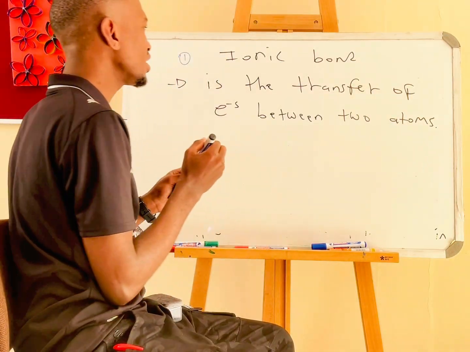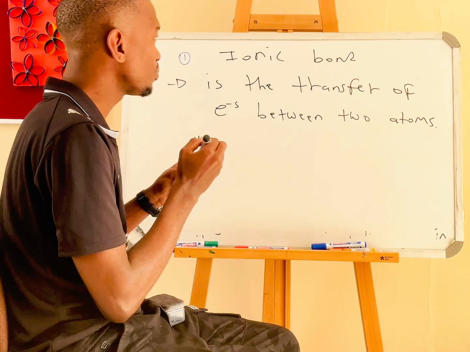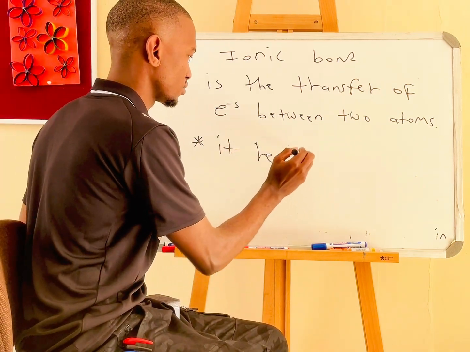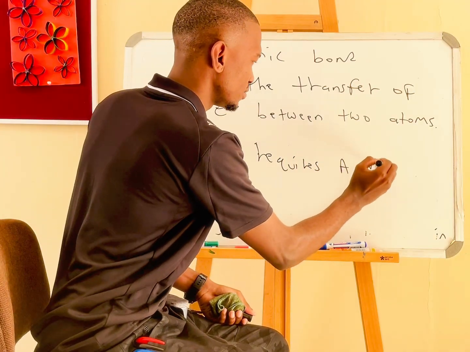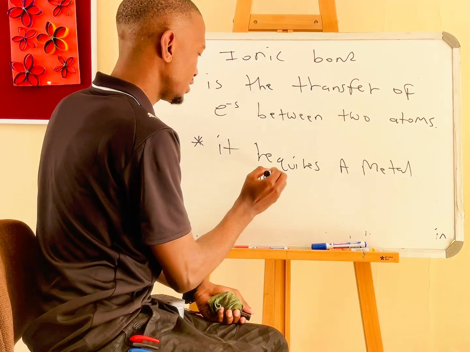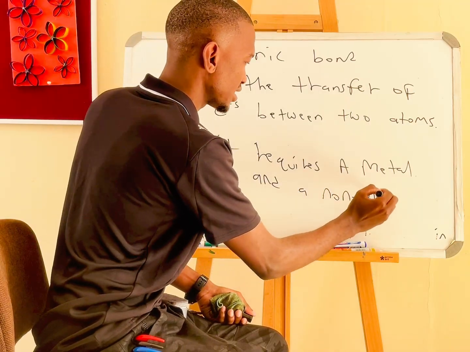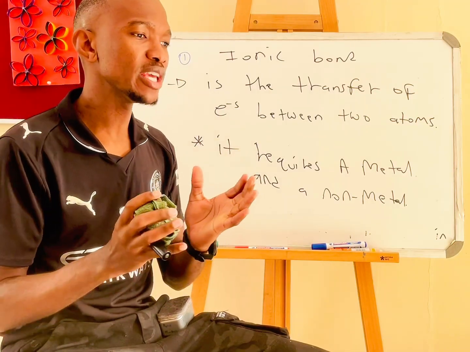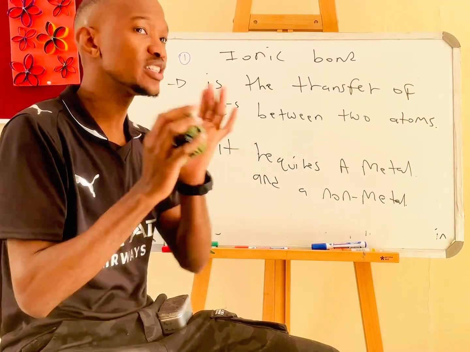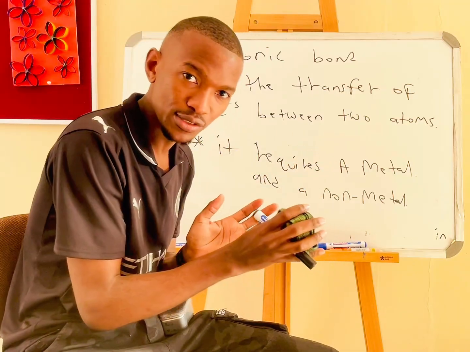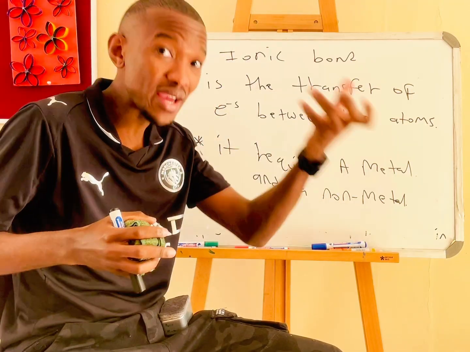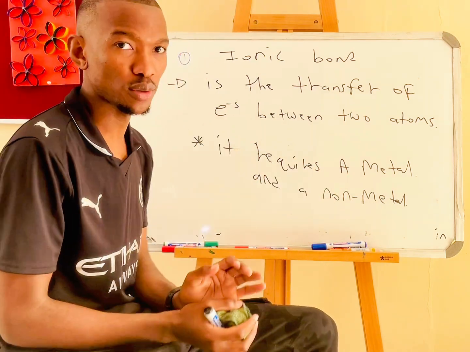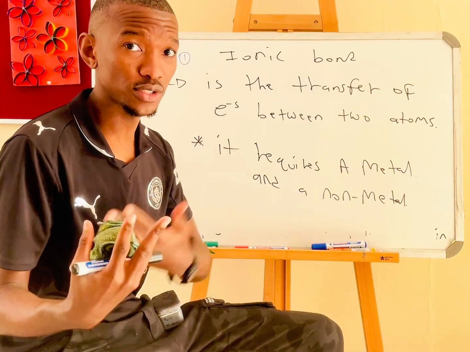Okay, so basically this bond of ionic requires a metal and a non-metal. In other words, for us to be able to have an ionic bonding, to form an ionic substance, to form that ionic compound, we need a metal element and a non-metal element. And then we're going to be able to form an ionic bond where there's going to be a transfer of electrons. You get what I'm saying?